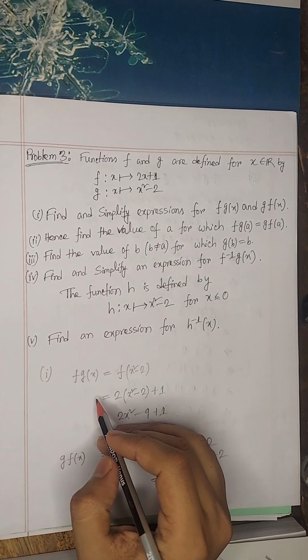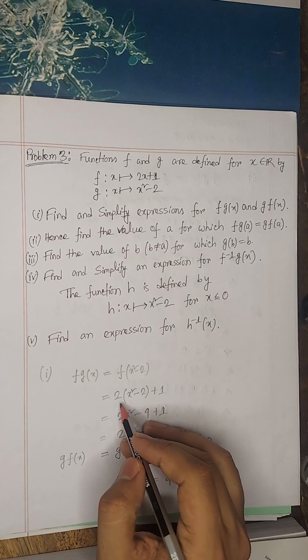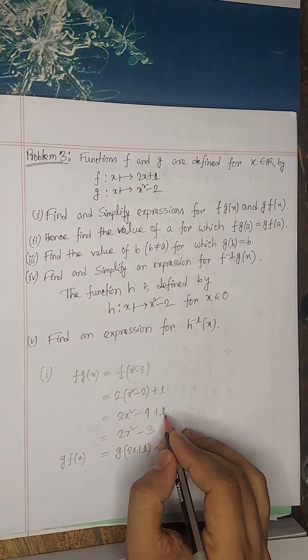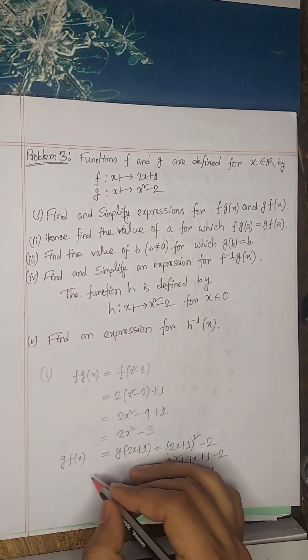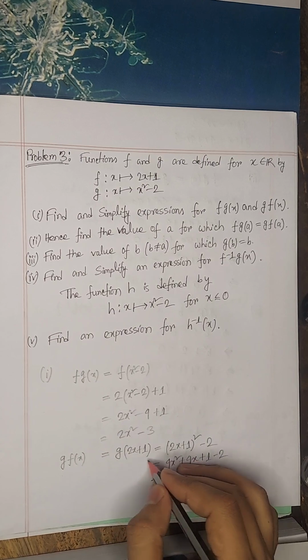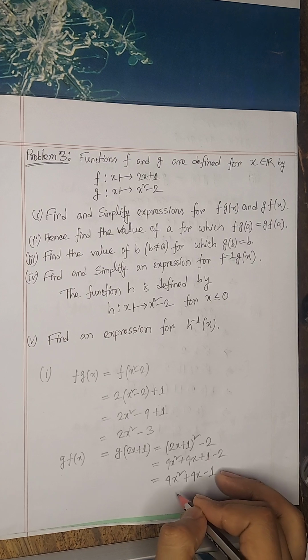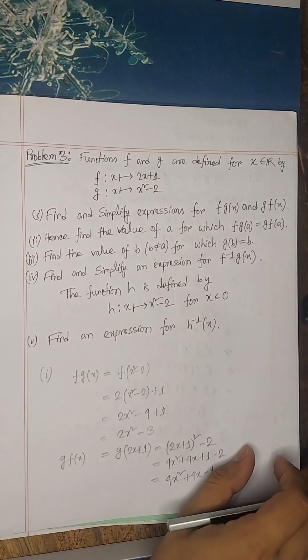Here f(g(x)) is equal to, we can write f of x square minus 2, so this becomes 2 times x square minus 2 plus 1, so it will be 2x square minus 4 plus 1, so it becomes 2x square minus 3. So g(f(x)) becomes g of 2x plus 1, so it becomes (2x plus 1) whole square minus 2, so it becomes 4x square plus 4x minus 1. Okay.